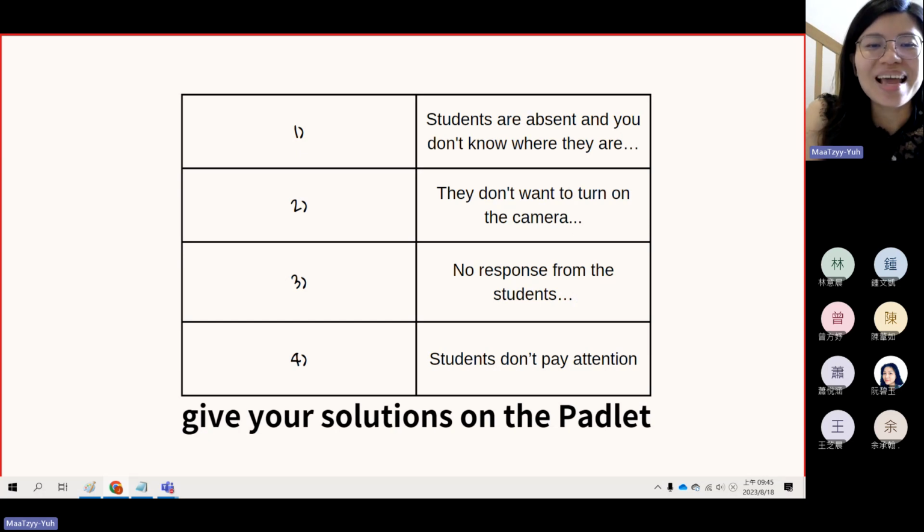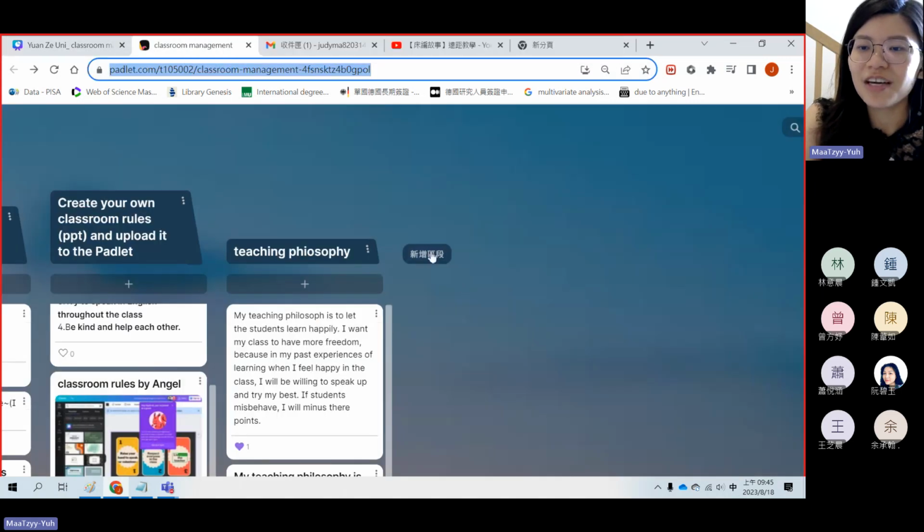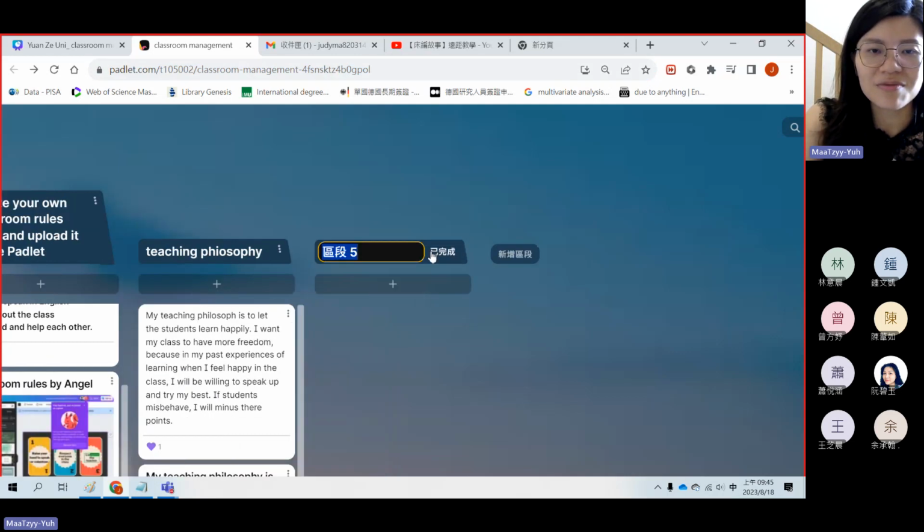What would you do? Number 4, the students don't pay attention. Like they just play video games and they are not so focused. What would you have done? I think this would be the last one. Please answer on our Padlet. What would you do if you were the teacher?